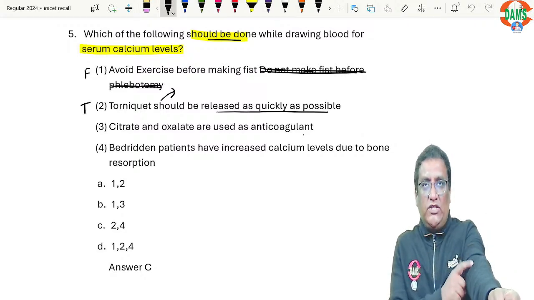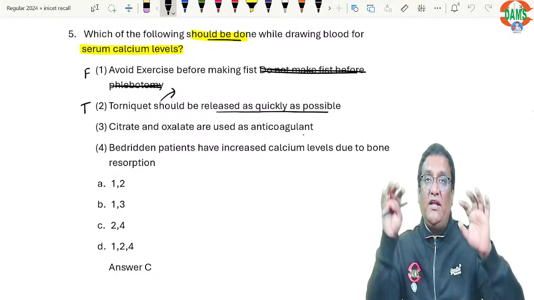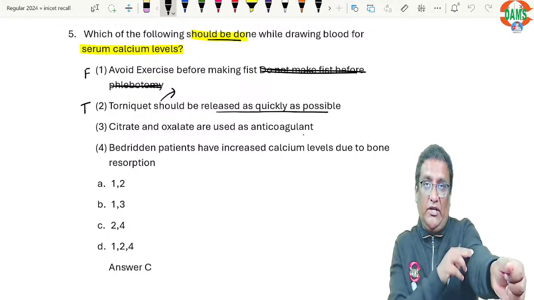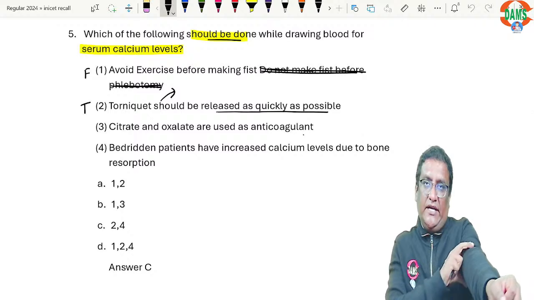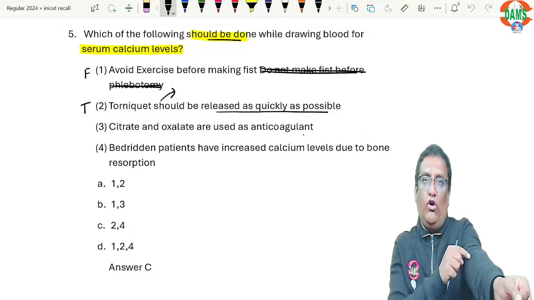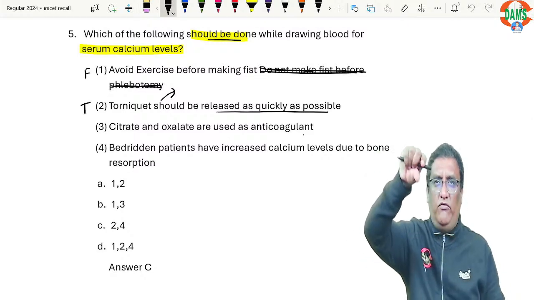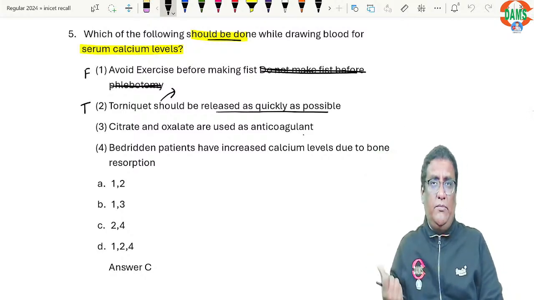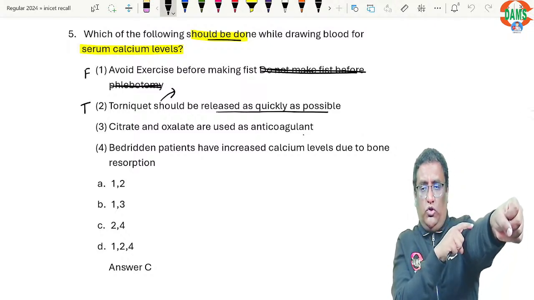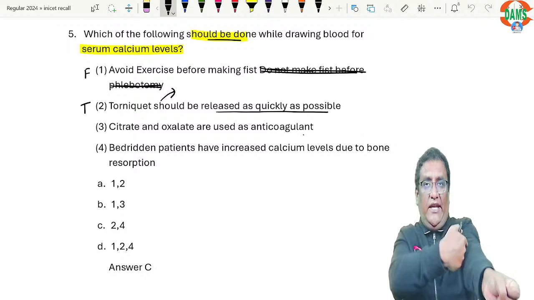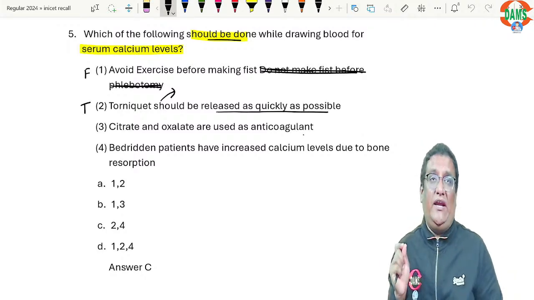Once you palpate the vein, then sterilize. Not sterilize first and then palpate the vein, then you're going to contaminate the site. Then tie a tourniquet. Sterilize, then tie a tourniquet. The vein becomes very engorged and will be visible. Nowadays we have a torch like this one where the vein becomes more visible, so we can use a torch also to identify the vein. Then insert the needle. Angle should be less than 30 degrees. This question can come in exam.